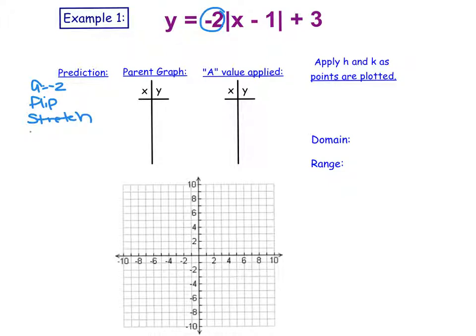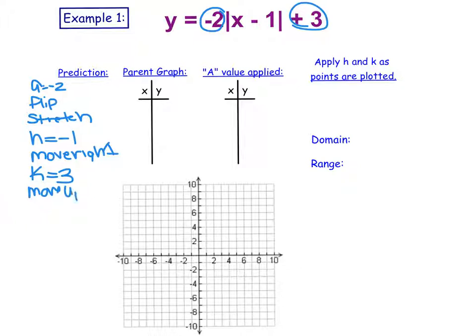Then I also notice that h is equal to -1. That's our horizontal movement, and it's going to move the opposite of what I expect. So the positive h direction, or the positive horizontal direction, would be to the right, and it's going to move to the right 1 unit. Then because k is equal to 3, k is a positive 3, and that one moves as expected, so it's going to move up 3 units.